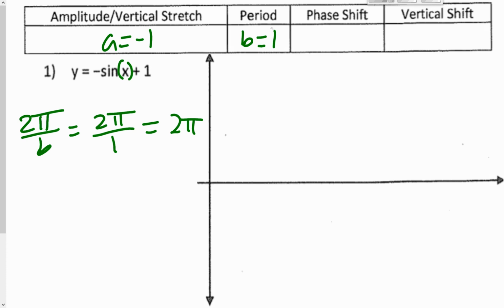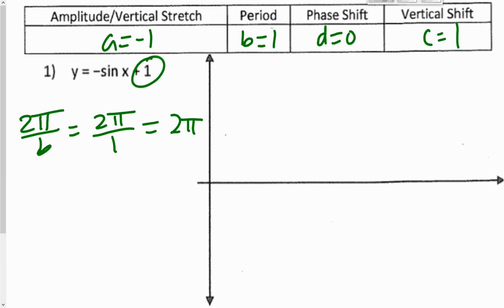So I have no d. My d is actually 0. It'd be different if it was parentheses like that, then I would have a d, right? It'd be -1. But it's not, so I have no d. And then my phase shift is right here, that +1, so c is 1.